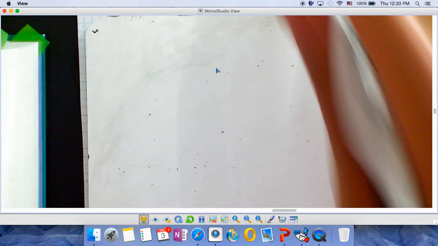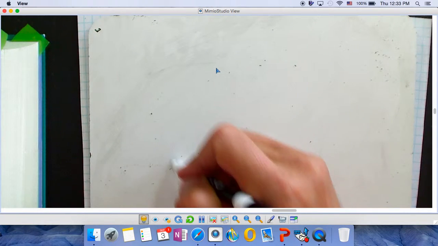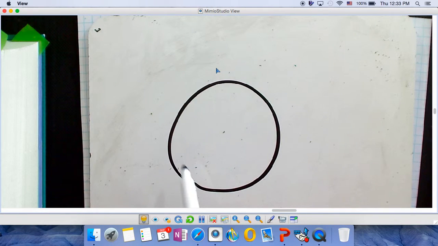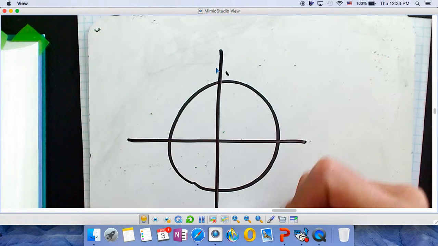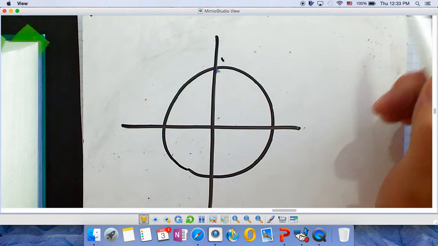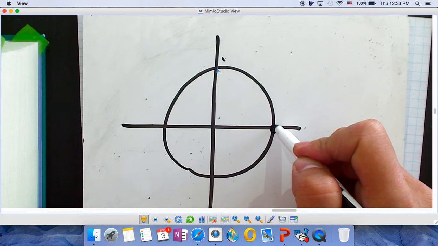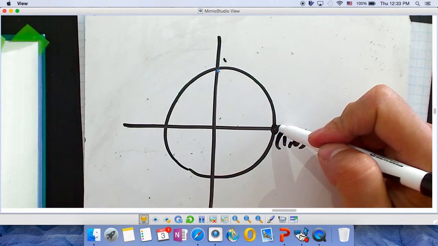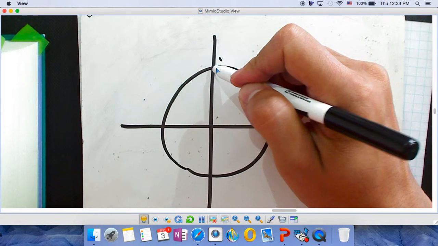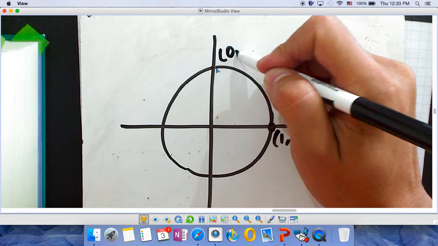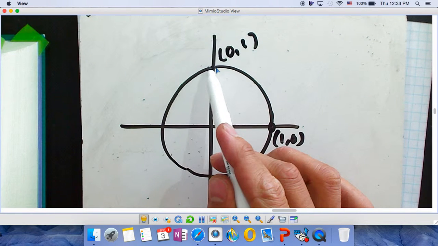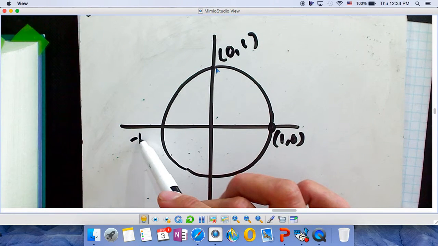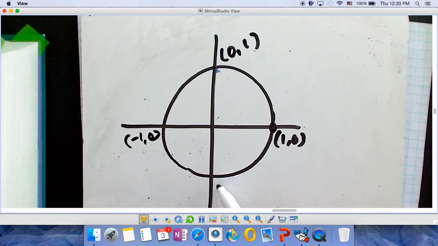Now, we have a unit circle. We know the starting point is 1, 0. If you travel 90 degrees counterclockwise, you'll be at 0, 1. If you go 90 degrees more, you get -1, 0. And then 90 degrees more, you get 0, -1.